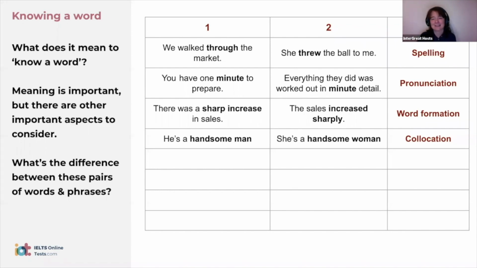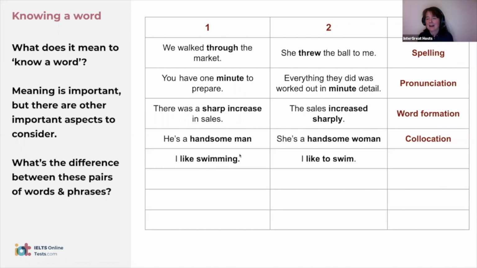Okay. And this one's a bit tricky. It's not such a common one to think about, but what have we changed there? Yes, it's like the infinitive. So do we use an infinitive? Do we use a gerund? Do we use a bare infinitive?